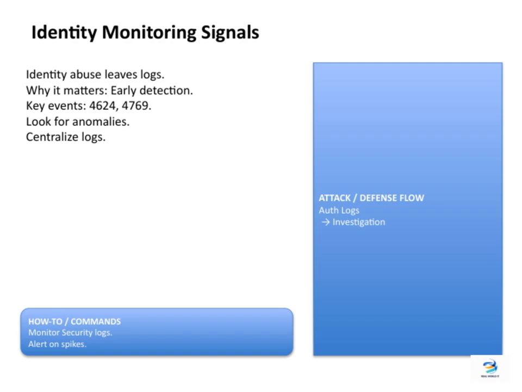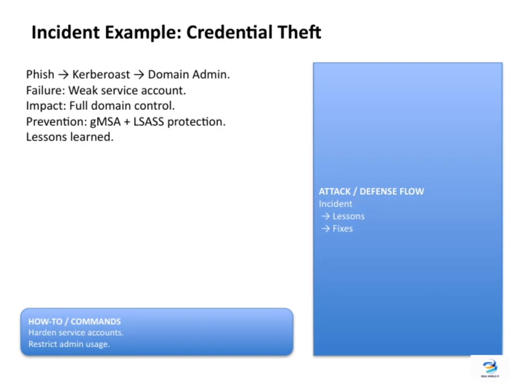So, in summary, by thoroughly monitoring logs, focusing on key events, and looking for anomalies, we can build a strong defense against identity-based attacks. Let's walk through the attack and defense flow outlined here. When an incident occurs, the key is to learn from it, identify what went wrong, and implement fixes accordingly. This cycle helps us strengthen our security posture over time. Now, in terms of how to defend, one of the most effective strategies is to harden service accounts. That means securing them properly to prevent misuse. Additionally, restricting admin usage limits the potential damage if credentials are compromised.